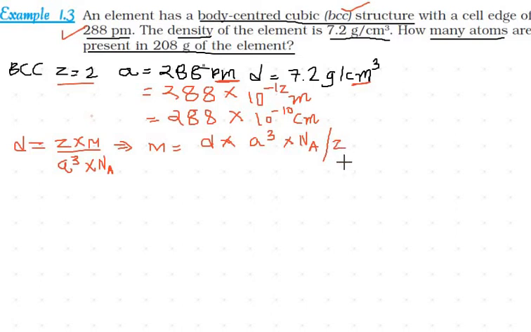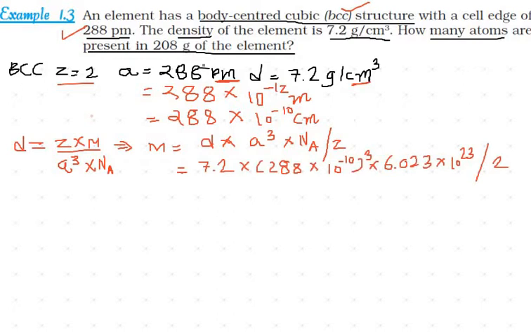Now let us substitute all the values given. So I have substituted the values. Density is equal to 7.2. Then A is 288 into 10 to the power minus 10 whole cube into 6.023 or 6.022. Both the values are the same. There is a minor difference. You can put both the values. Let us make this 2. Into 10 to the power 23 divided by 2.